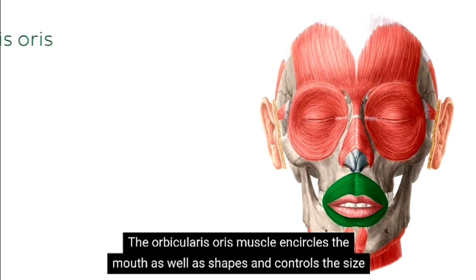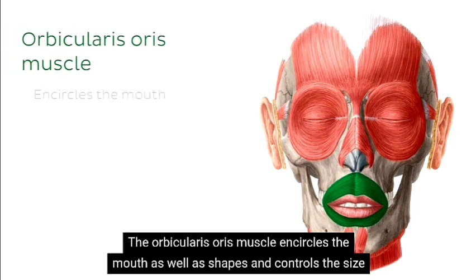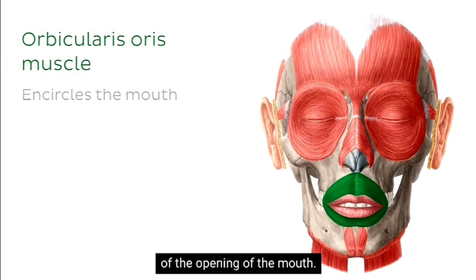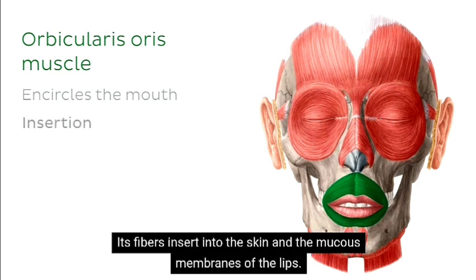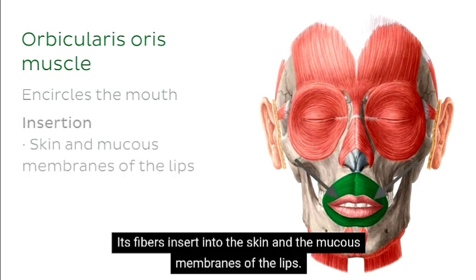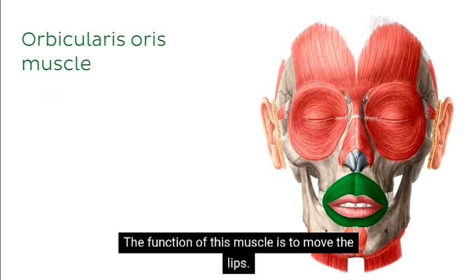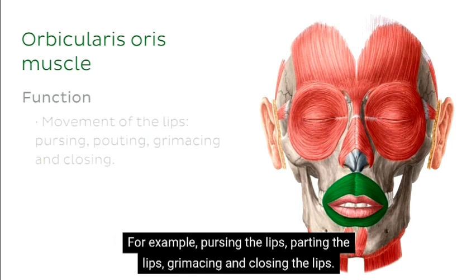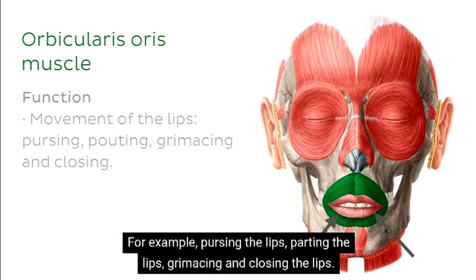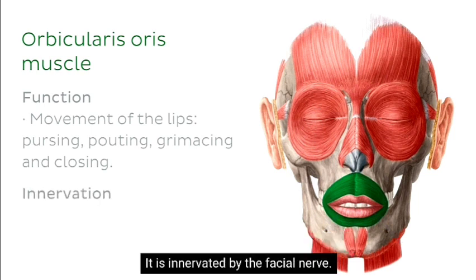The orbicularis oris muscle encircles the mouth as well as shapes and controls the size of the opening of the mouth. Its fibers insert into the skin and the mucous membranes of the lips. The function of this muscle is to move the lips, for example, pursing the lips, pouting the lips, grimacing, and closing the lips. It is innervated by the facial nerve.